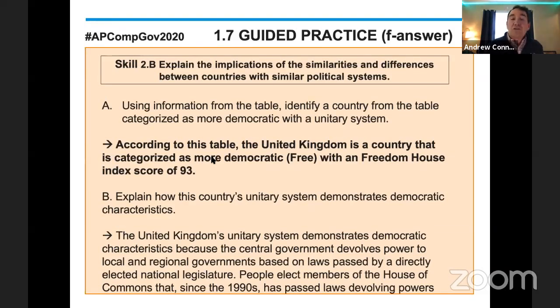So you don't get credit on this unless you get the right answer, which is United Kingdom as the country that is democratic with a unitary government, but also that you have connected it back to the table, and that we have data from the table that it is more free with a Freedom House Index score of 93.